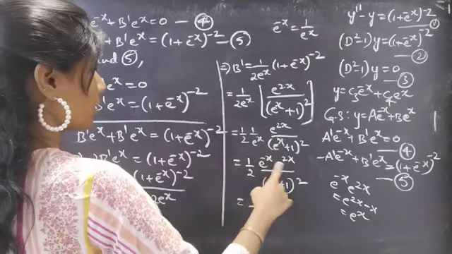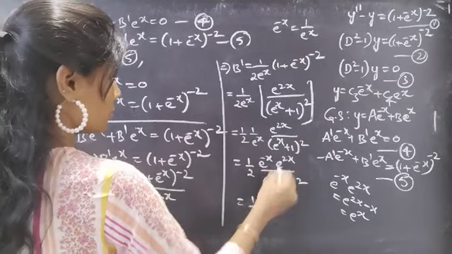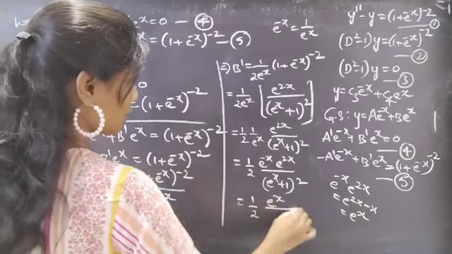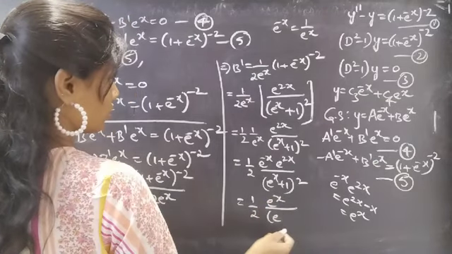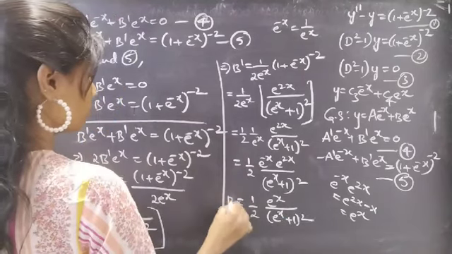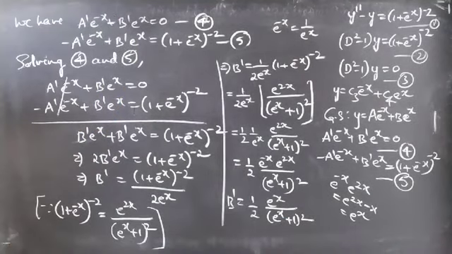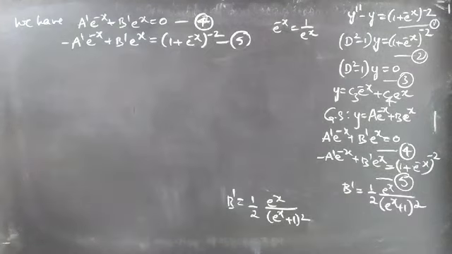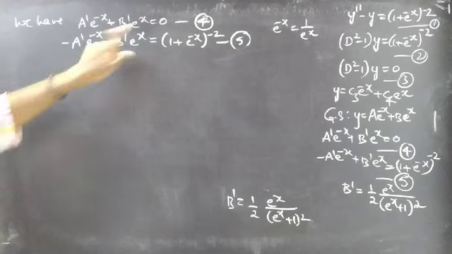So just replace e power minus x into e power 2x with e power x. You'll get e power x by e power x plus 1 whole square. So finally we'll get b dash equals 1 by 2 into e power x by e power x plus 1 whole square. See, we got b dash. Let's now find a dash by substituting b dash in equation 4.